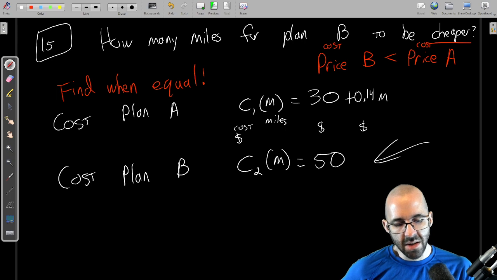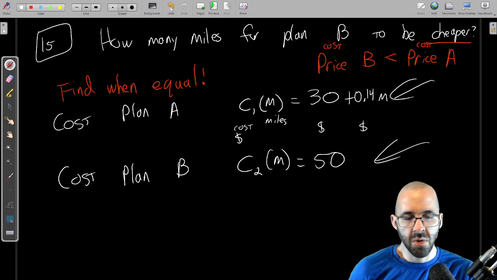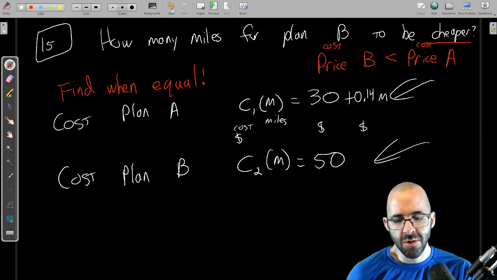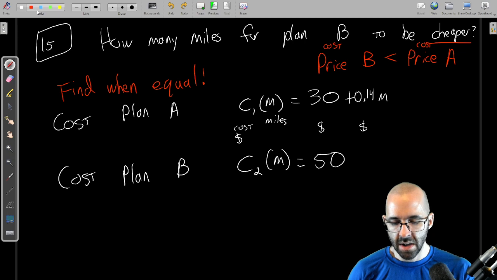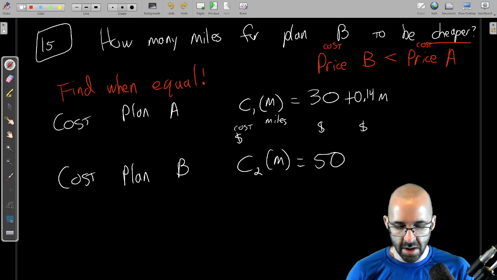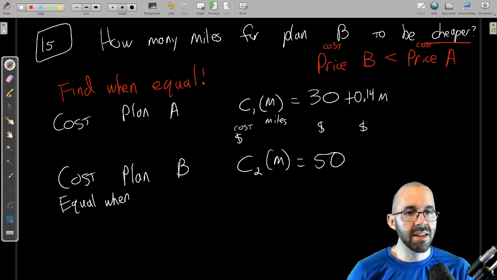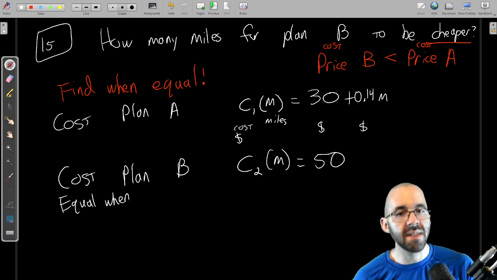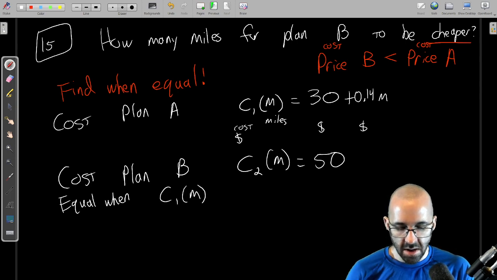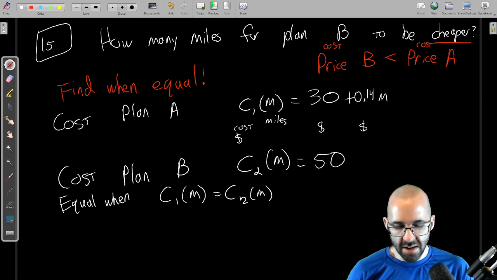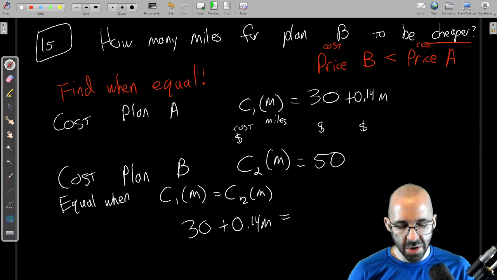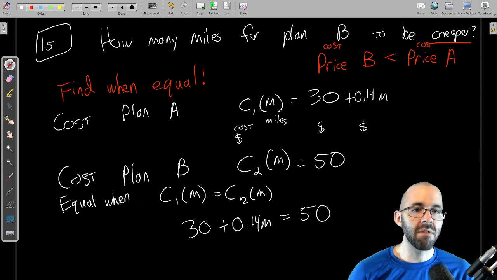Okay, so these cost functions should look about right. We're curious when this one is smaller than this one. So if we are consistent with our problem solving strategy from example 10 in the notes, we'll find out when they're equal. So we're finding out when they're equal. So they're equal when they intersect, when their outputs are equal. When is the second cost equal to the first cost? Well, the first cost is 30 plus 0.14 m. When is that equal to the second cost of 50? Just solve for m.